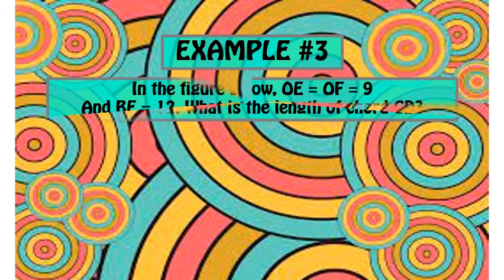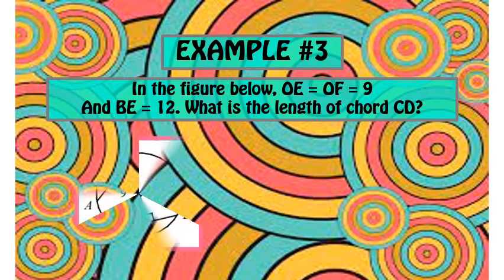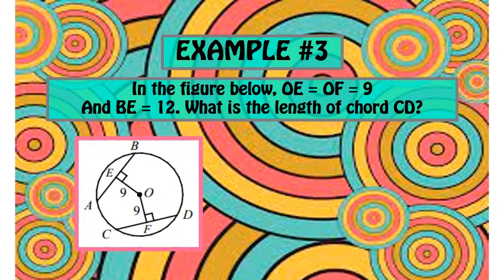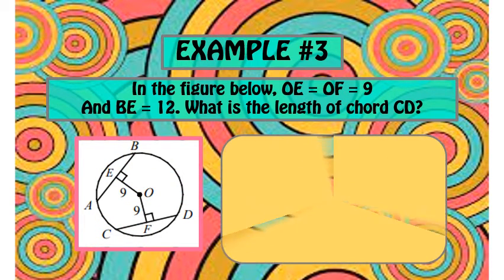Let's look at example number 3. In the figure below, we have this circle going from the center of the circle out to point E, OE, and OF from the center to point F. So here's OE, here's OF. OE, this segment, is the distance from the center of the circle to chord AB. And OF, this segment, is the distance from the center of the circle out to chord CD.